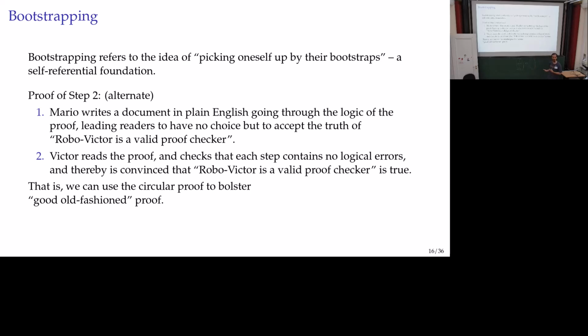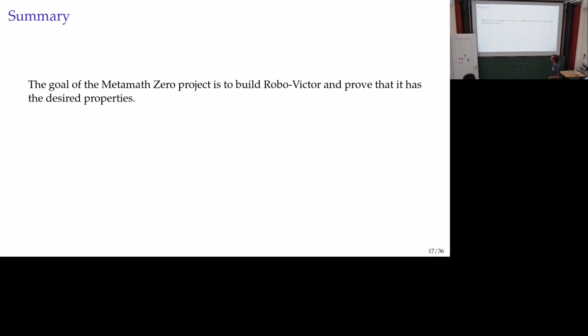proof. And this is why self-referential proofs are not completely useless, right? If you think about them as a pure syntactic artifact, it just looks like nonsense. However, there is a way in which they can be used to improve support that you already have by other means. Okay, so the Metamath 0 project is basically trying to solve this problem of constructing this so-called RoboVictor.